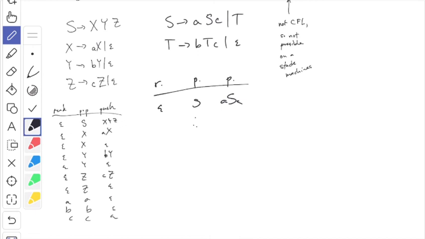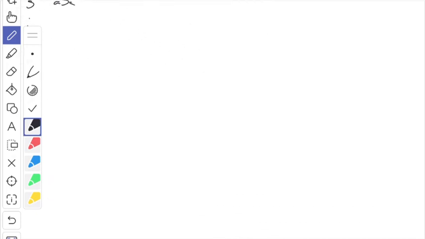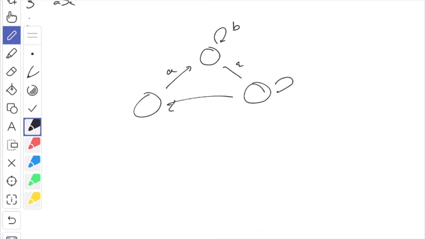Just for fun, you want to convert an NFA to a regular expression? It's been a while, right? I'm just going to make up an NFA here. How about this? Here is an NFA. Convert this into a regular expression.